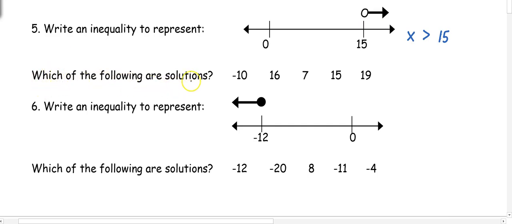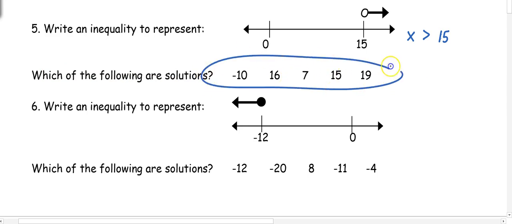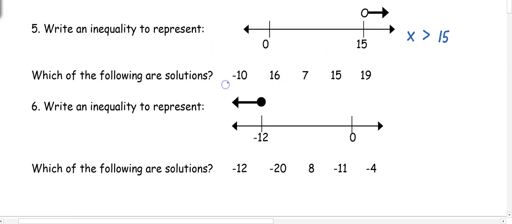Which of the following are solutions? So which of these numbers down here are greater than 15? So not -10, 16 is, 7 is not. 15 is not greater than 15. It's equal to 15, but because we don't have the bar underneath it, that's not going to count as a solution. And 19 is a solution because it's bigger than 15.